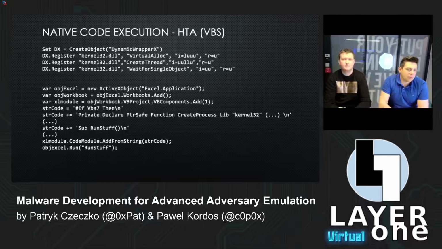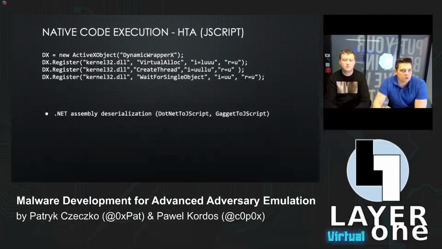For HTML applications, it works in a similar way. We can use some COM objects to register some external functions from DLLs, so, for example, those Windows API functions. And there's another tricky way you can see below, which is to instantiate an Excel object and then execute some VBA macro with this.